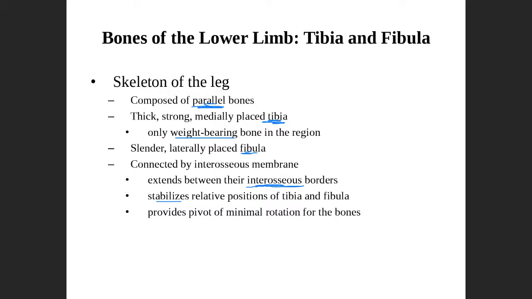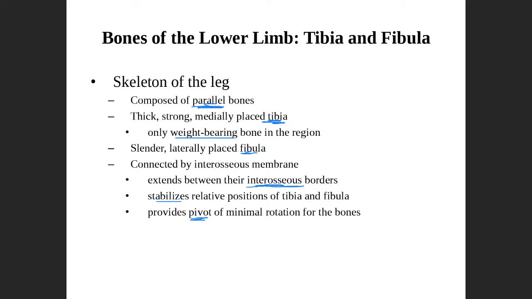So there is a little bit of a pivot going on there. Slight pivot. You know how we saw supination and pronation in the forearm? We're not going to have that in our leg. But there is a slight amount of pivot in the leg. Believe it or not, your knee rotates about 5 degrees when you extend it. At the very end, the last 5 degrees of extension, your knee will twist slightly.